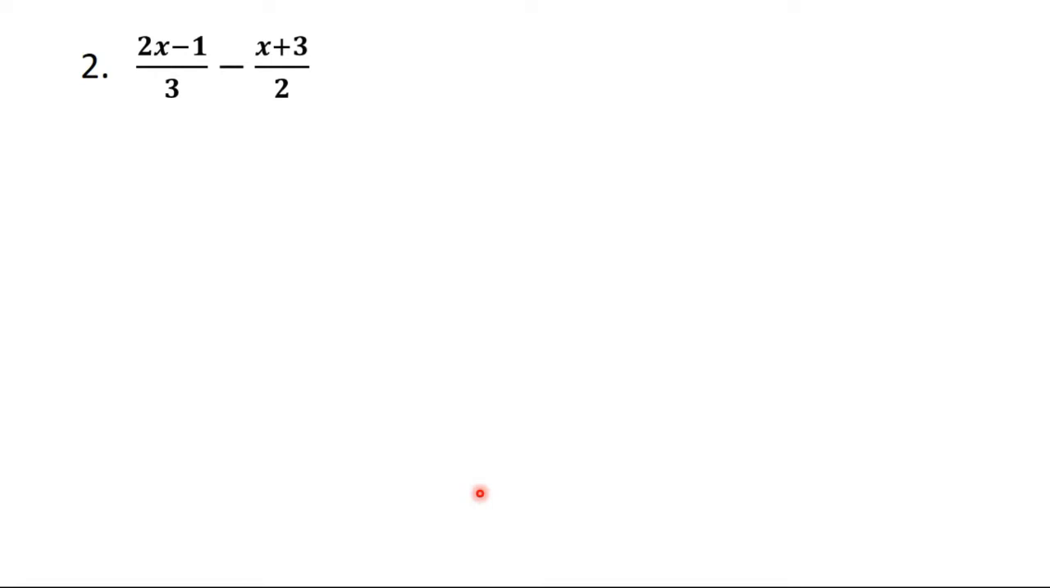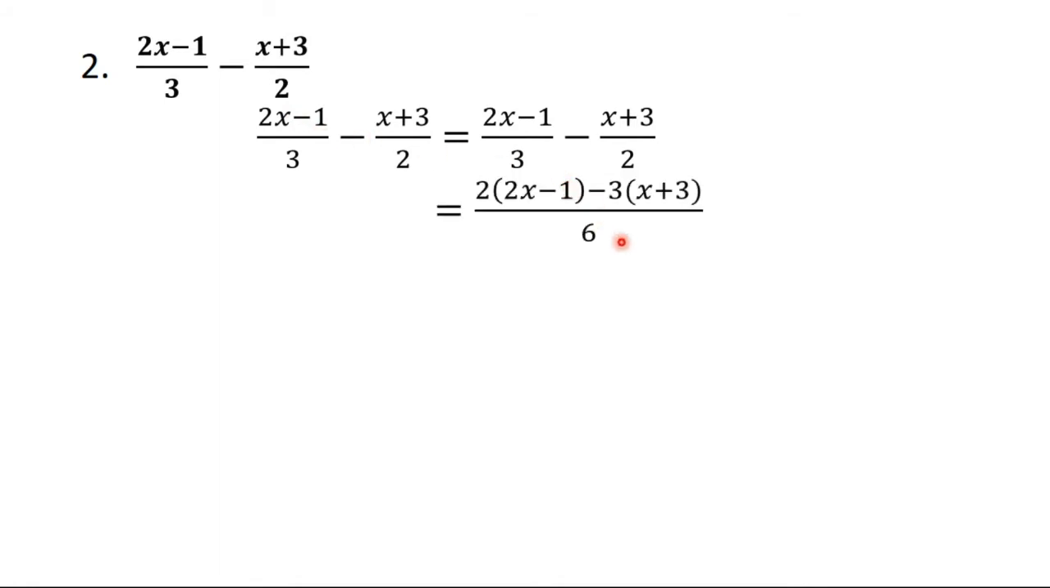Let's look at the second one. We have 2x minus 1 all over 3 minus x plus 3 all over 2. So once again, you look for the LCM of the denominators. So the denominators here are 3 and 2. So the LCM will be 6.